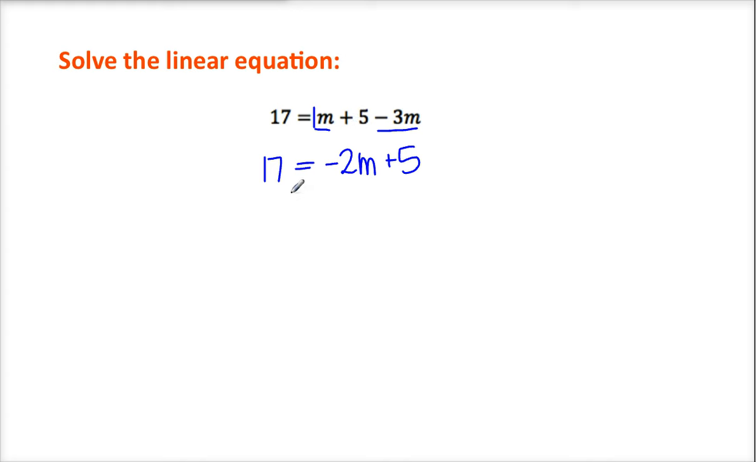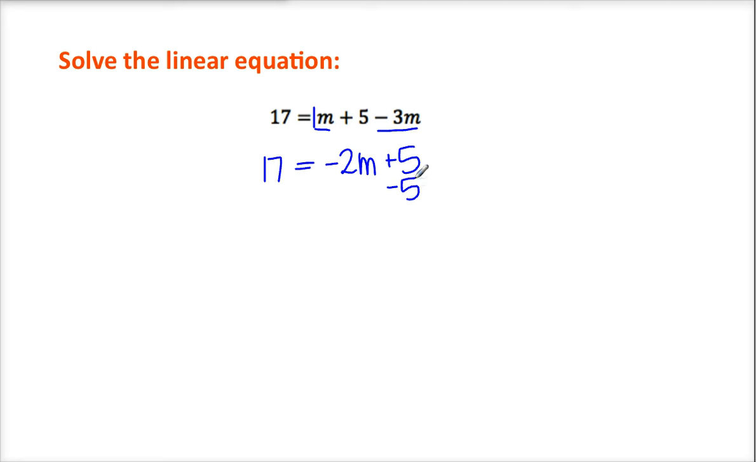Okay, now that I have all the sides simplified, my next step is I want to get all of the m's, or the variable, on this side, and all of my 1's, the numbers, on this side. So that means this positive 5 has got to go. So I need to find a way to make a 0 pair with a positive 5. In order to make a 0 pair, I would need to subtract 5 on this side, because a positive 5 and a negative 5 would combine to be 0.